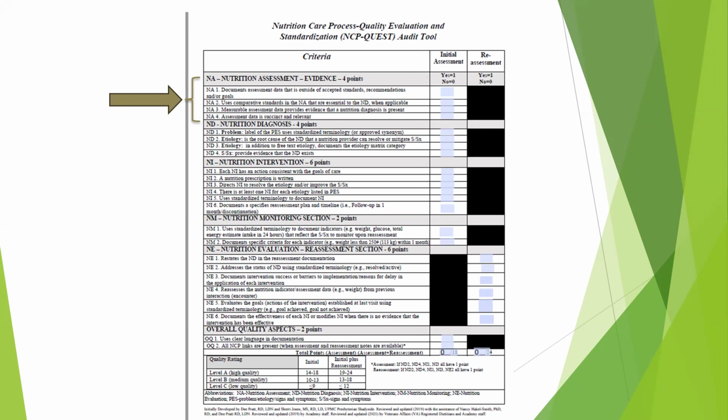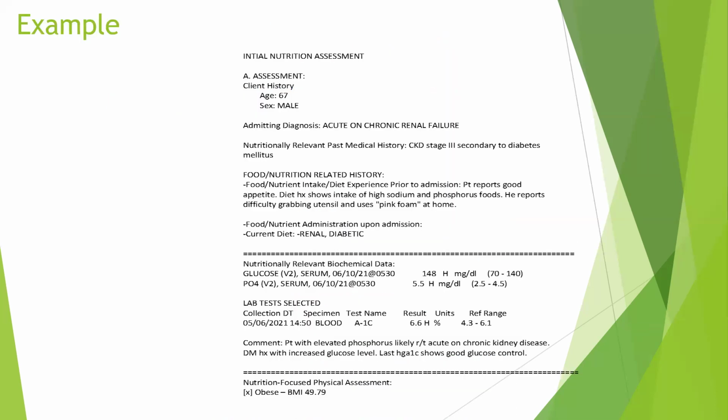The third point is to have measurable assessment data that provides evidence that a nutrition diagnosis is present. And finally, the assessment data must be succinct and relevant. Let's look at this example. This is an M&T note for an initial assessment. Let's see if it meets the 4 points we previously mentioned.